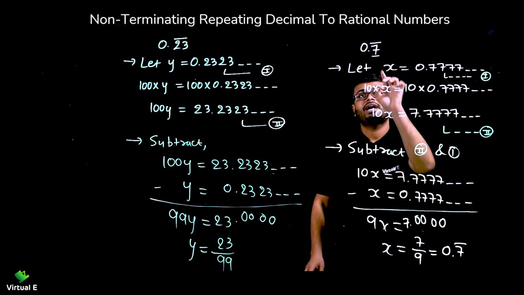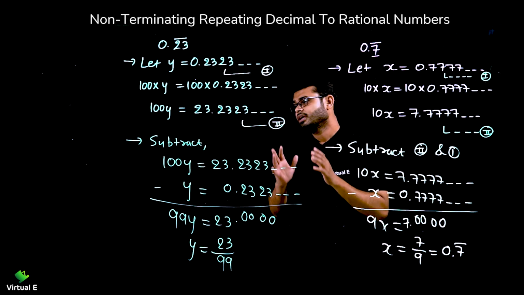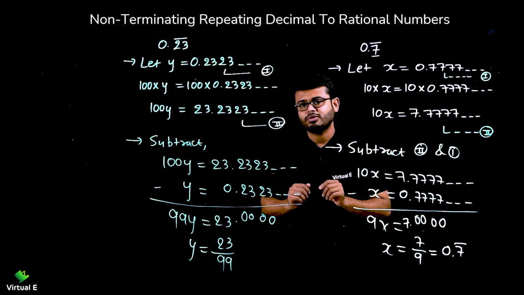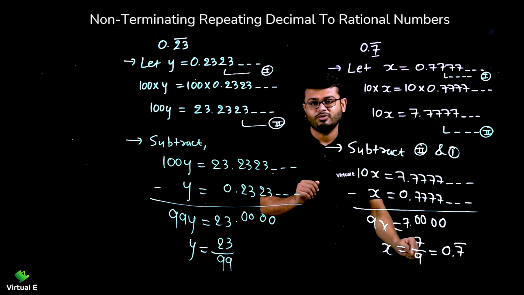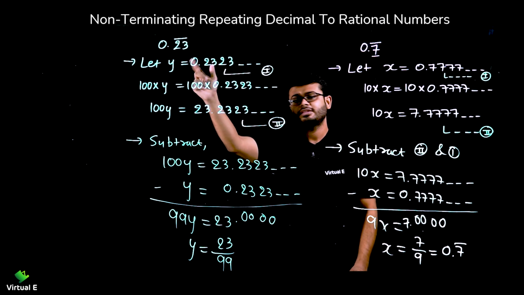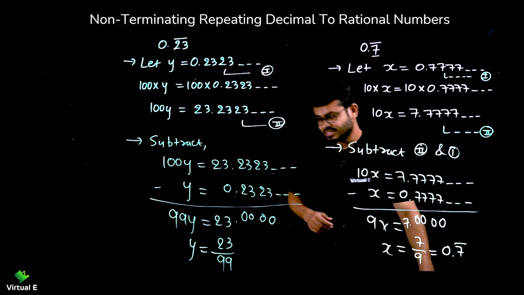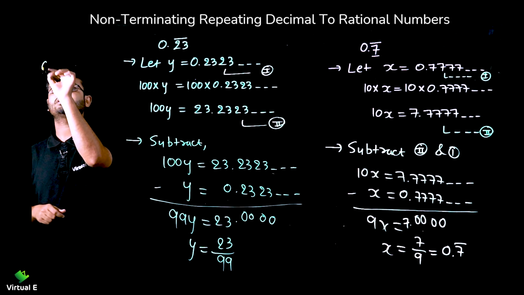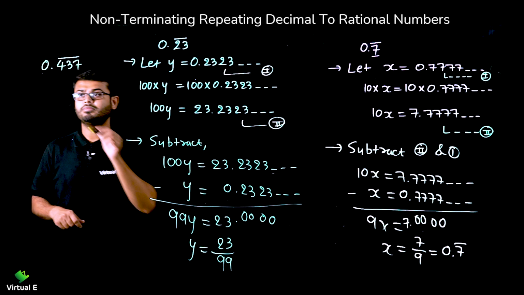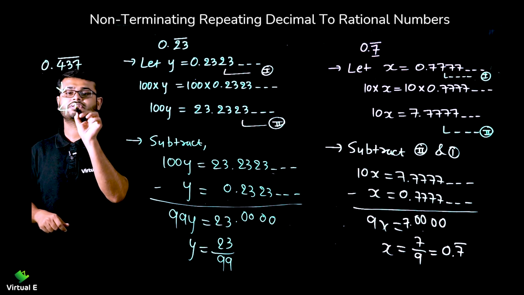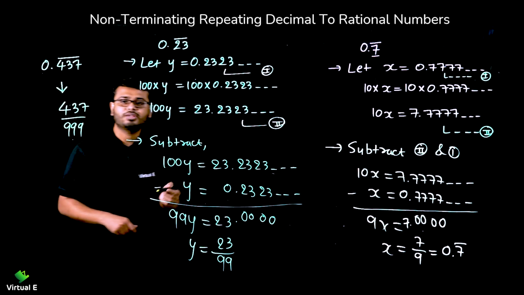So previously we had only one decimal digit. Here we have two digits, so we multiplied by 100. Now are you able to identify some pattern over here? If it is 0.7, the answer is 7 by 9. And if it is two digits, 23, that is 23 by 99, two nines. So if we write, let's say, 0.437 bar over it, and I want to convert it in this form, what could be the answer? That is 437, and as there are three digits, there will be three 9s. You can do the calculation and check it out.